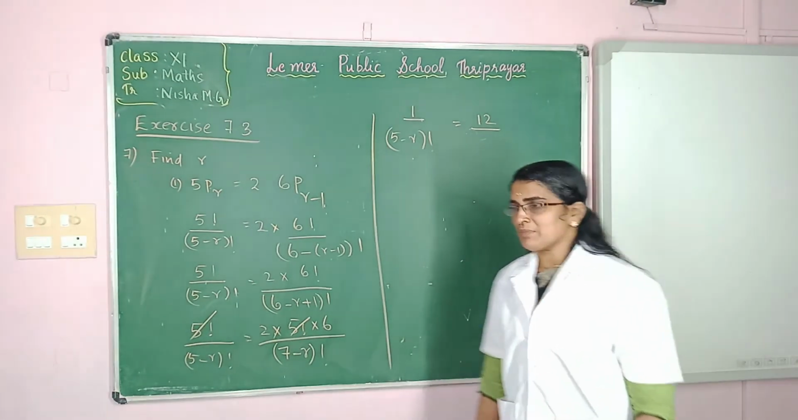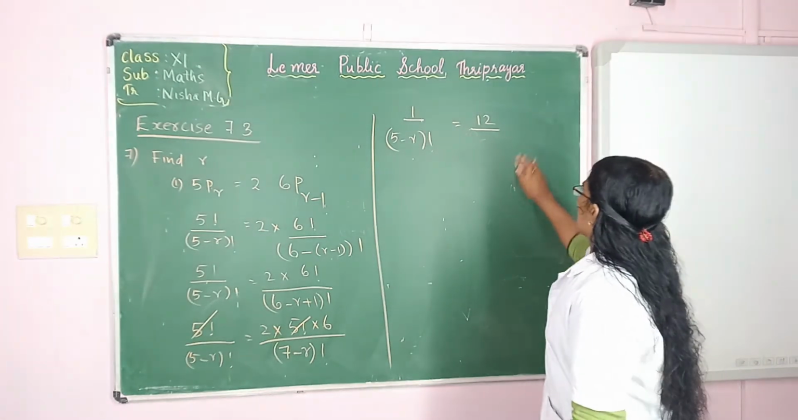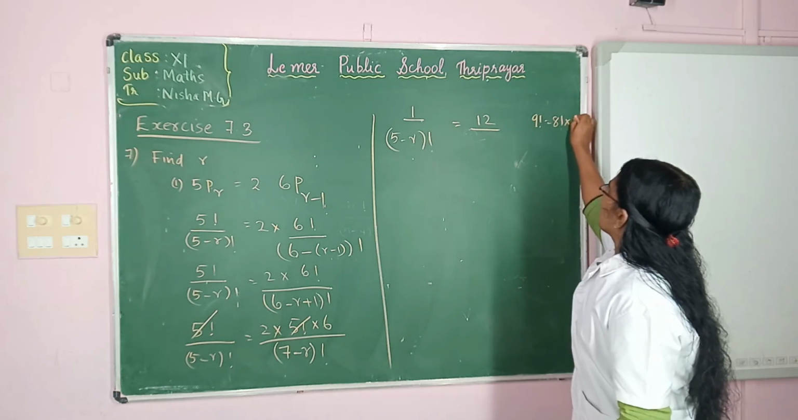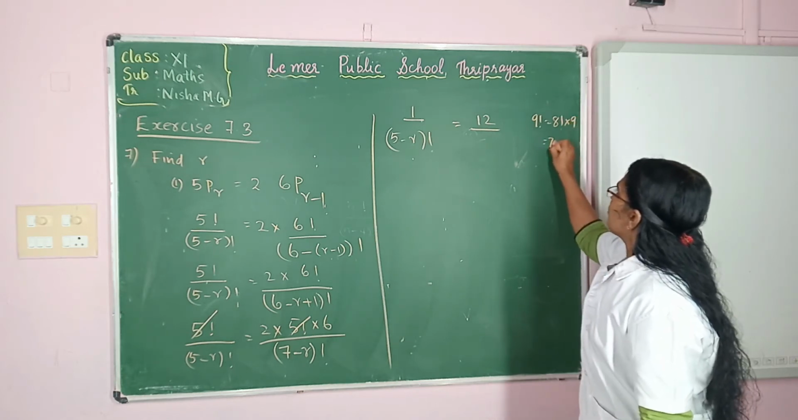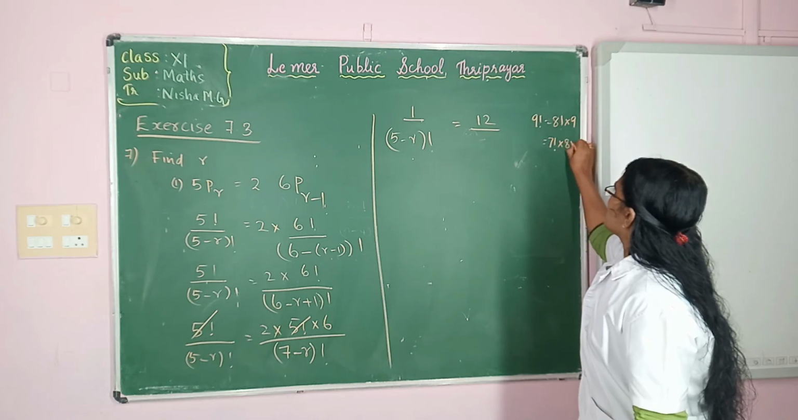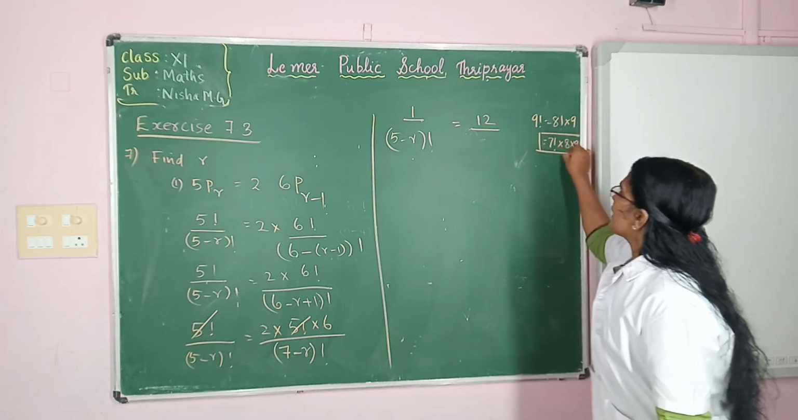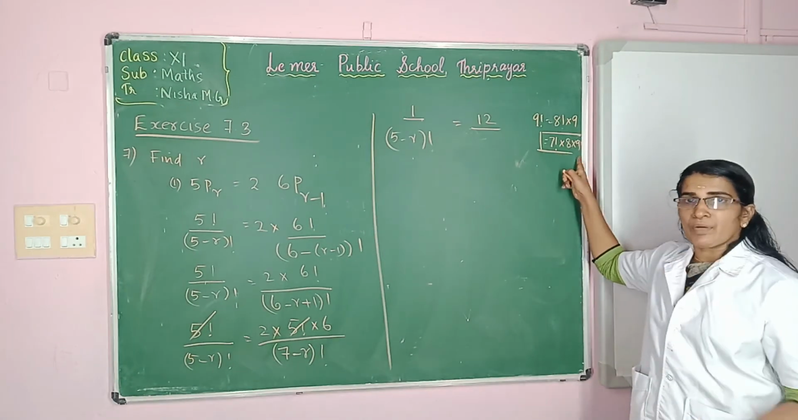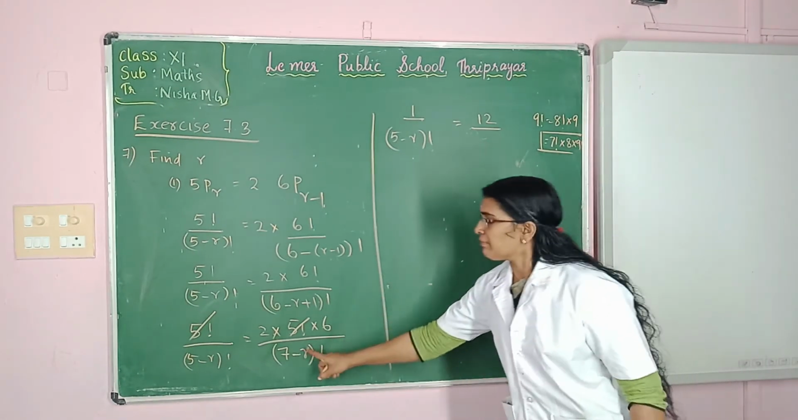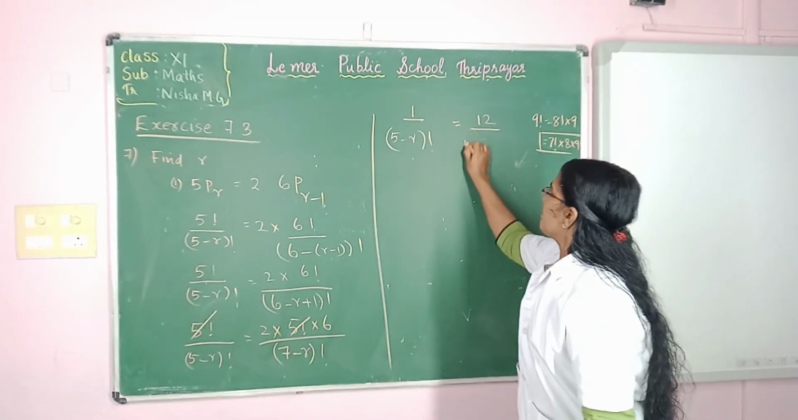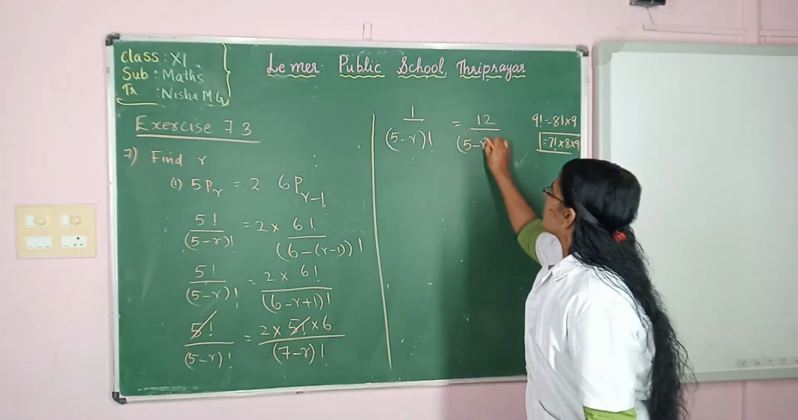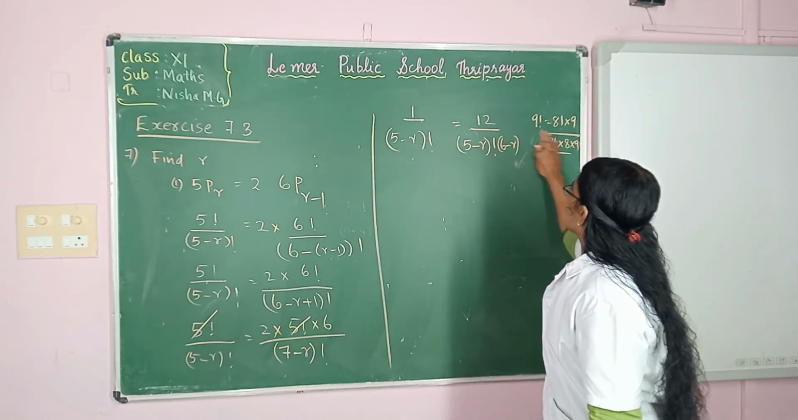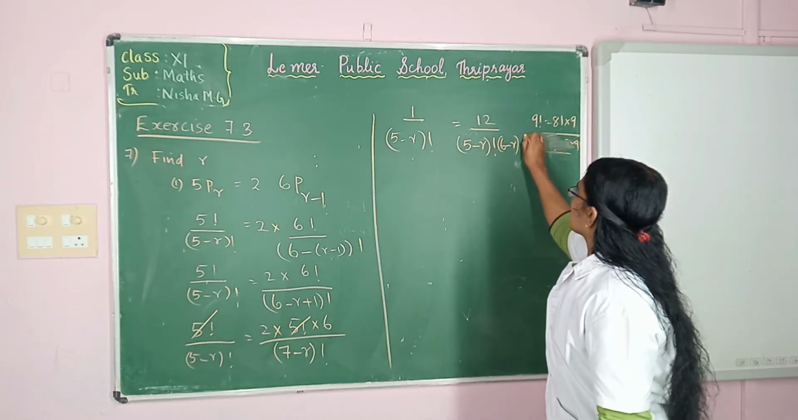Again we have to make some changes. 9 factorial, how to write? It can be written as 8 factorial into 9, or it can be written as 7 factorial into 8 into 9. In the same way, how can you write (7 minus r) factorial? (5 minus r) factorial into (6 minus r) into (7 minus r). Is it clear, children?